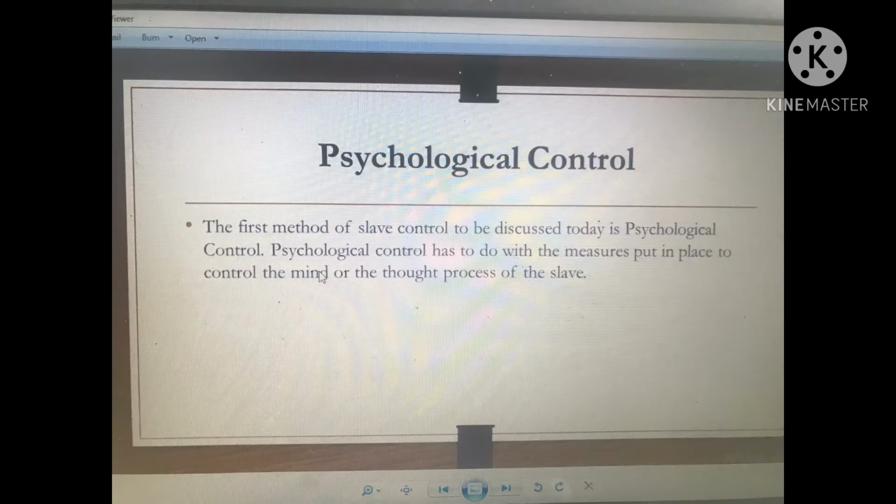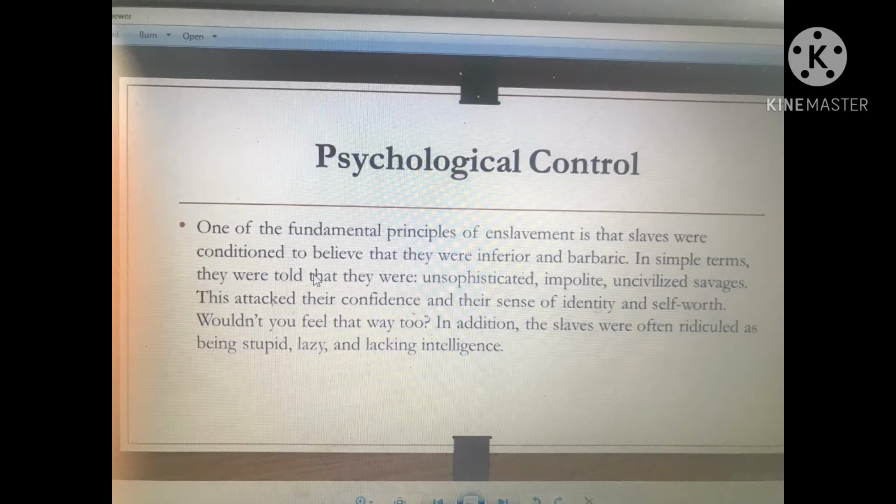Psychological control. The first method of control to be discussed today is psychological control. Psychological control has to do with measures put in place to control the minds of the slaves, controlling their thought process. One of the fundamental principles of enslavement is that slaves were conditioned to believe that they were inferior and barbaric. In simple terms, they were told that they were unsophisticated, impolite, uncivilized savages. This attacked their confidence, their sense of identity, and self-worth.